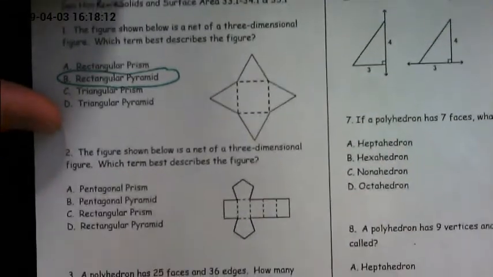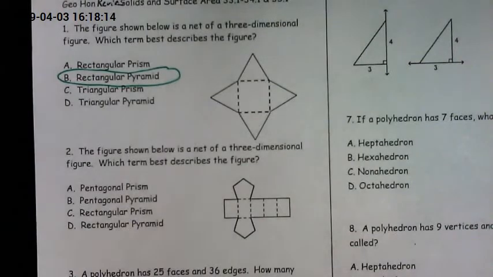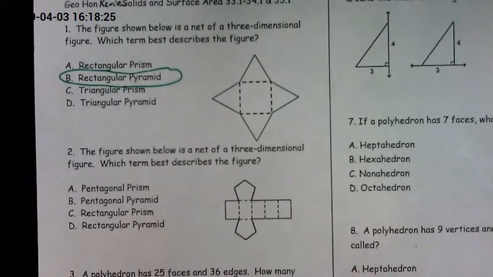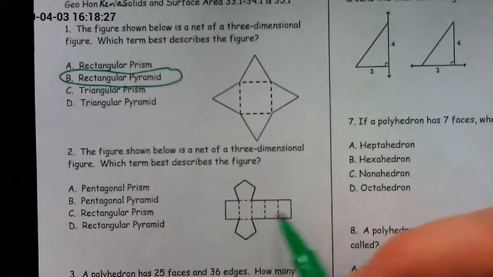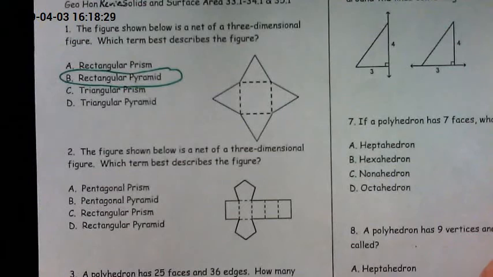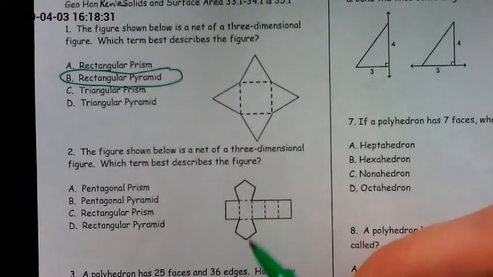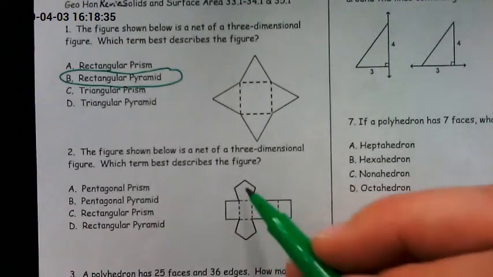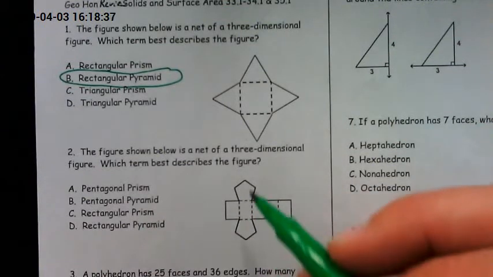Number 2. On this one, now this is no longer a pyramid, right? Because we don't have a bunch of triangles. We don't have a single triangle here. It's a prism. We have a bunch of rectangles. So since we have a bunch of rectangles, this is going to be a prism because all the lateral faces are rectangles. And then the two bases have to be the same. They're both pentagons. So we name it based off the bases. This is a pentagonal prism.